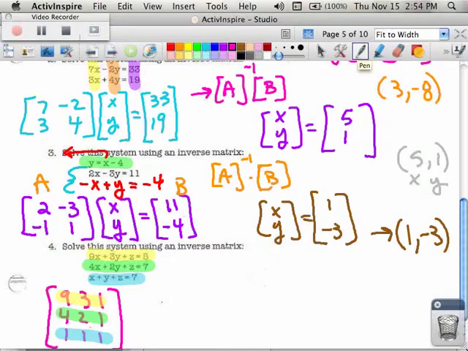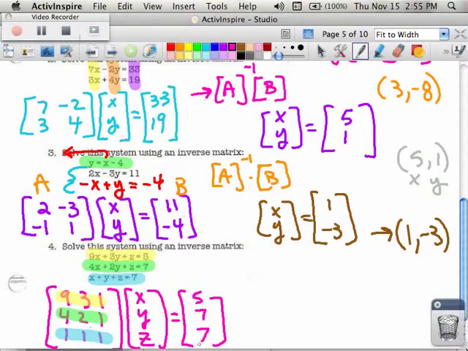And then of course we have our variable matrix, which this time has x, y, and z. And then on the right-hand side of the equation, I have my numbers, which are 5, 7, and 7. And those, again, are coming from the first equation, the second equation, and the third equation. And I still put these in my A matrix and my B matrix, and then do the exact same thing as always. So let's go to the calculator now and do that.